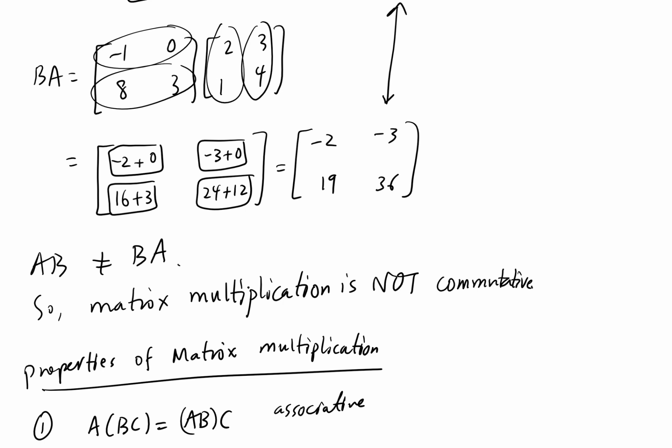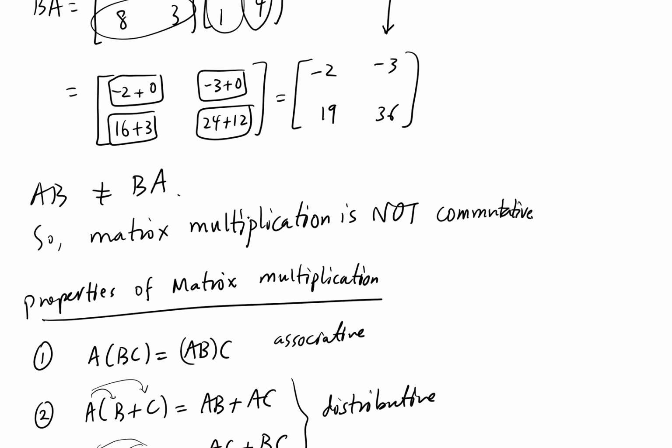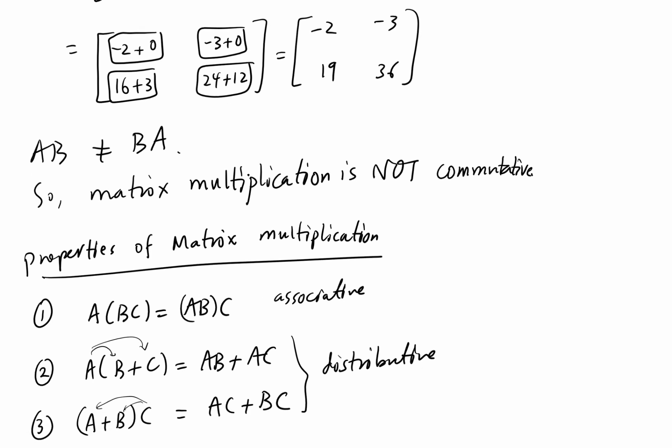If you multiply a matrix A by the sum of two matrices, you can distribute it this way. You multiply A by matrix B plus matrix A by matrix C. If you do it from the left side or right side, it is the same. Just follow the order of multiplication.